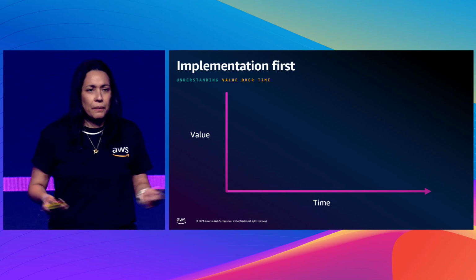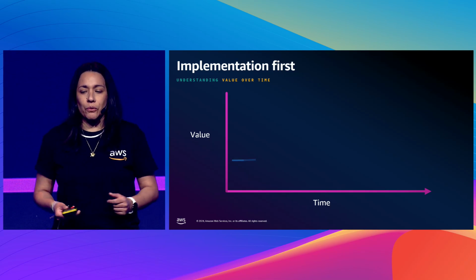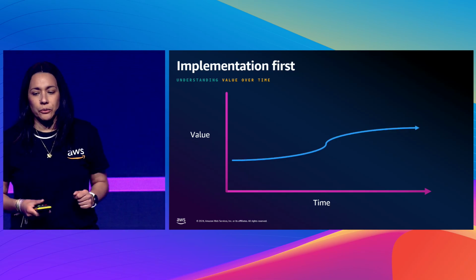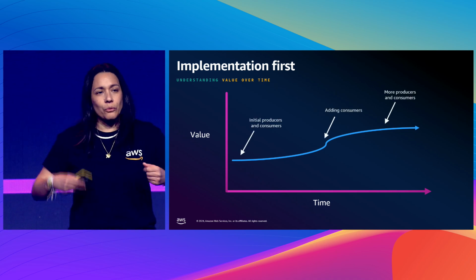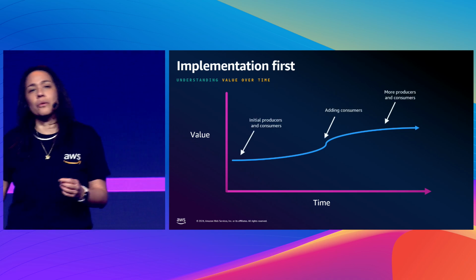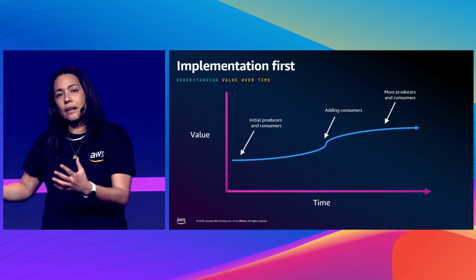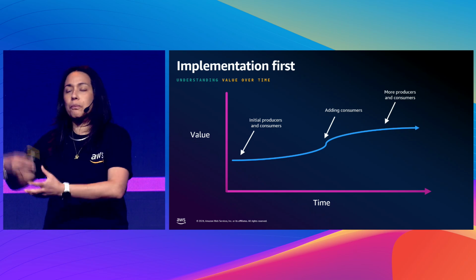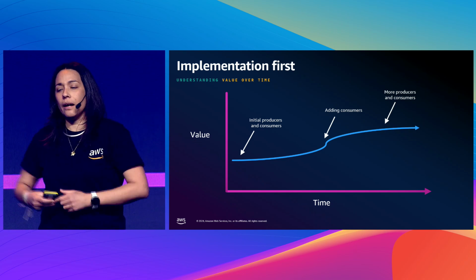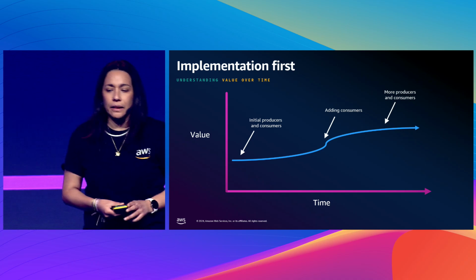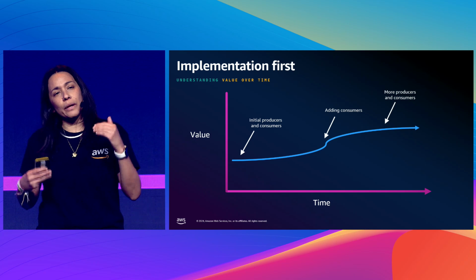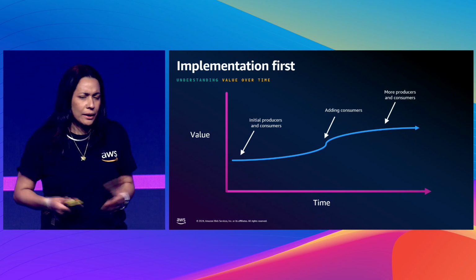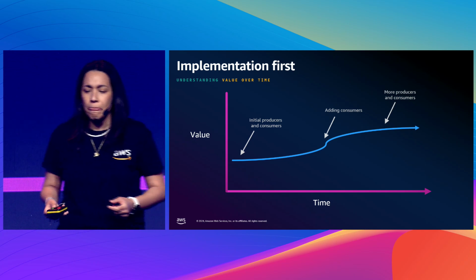So when we start implementing our event-driven systems, we see this immediate jump in value. We have our initial producers and consumers, and we are very happy because we can add more consumers, and we can scale our architecture. We can deploy systems independently and go to production independently. But we also observe that very quickly this value that we gain tends to stall. And we ask ourselves, why is that?